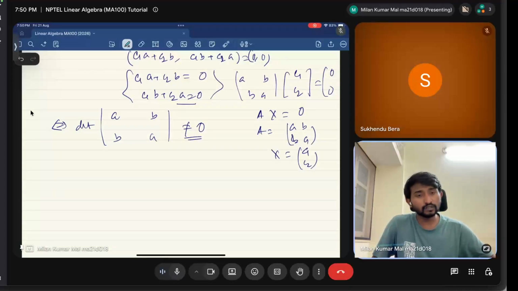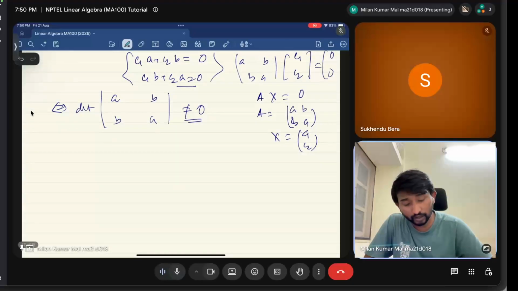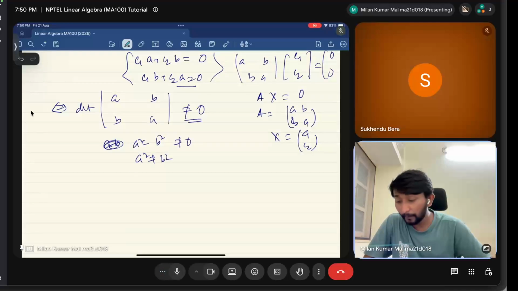If the determinant is non-zero, then we can take A inverse and multiply A inverse on both sides, and you will get 0 as the solution, and you will not get any other solution. So that's why the determinant has to be not equal to 0. But the determinant is not equal to 0 when A square minus B square is not equal to 0. That means A square is not equal to B square. This is the solution.